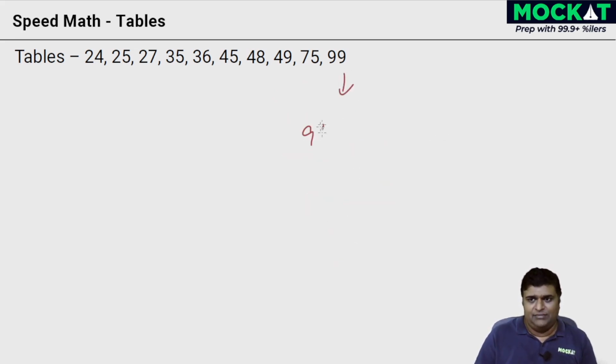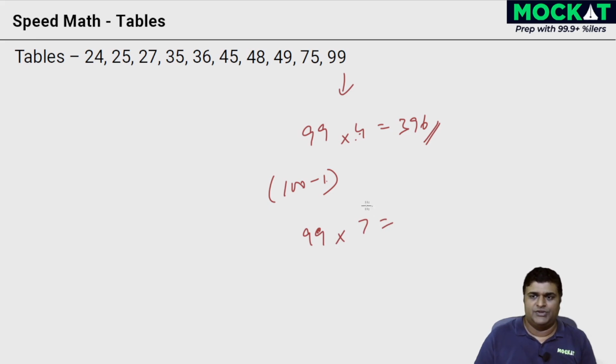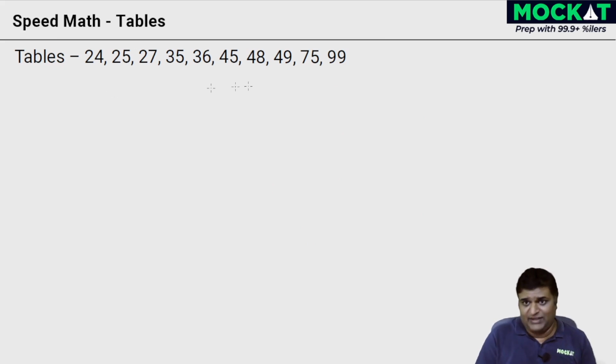99, lastly, once again, is like 100 minus 1, right? So 99 into 4 is going to be 400 minus 4, which comes to a 396, right? 99 into, let's say, 7 is going to be 700 minus 7, which comes to a 693, right? Quick and easy ways to practice these, right? So try these out, and if you know these, it's going to put you in a pretty good position, right? Let's look at a few examples where we end up using these.